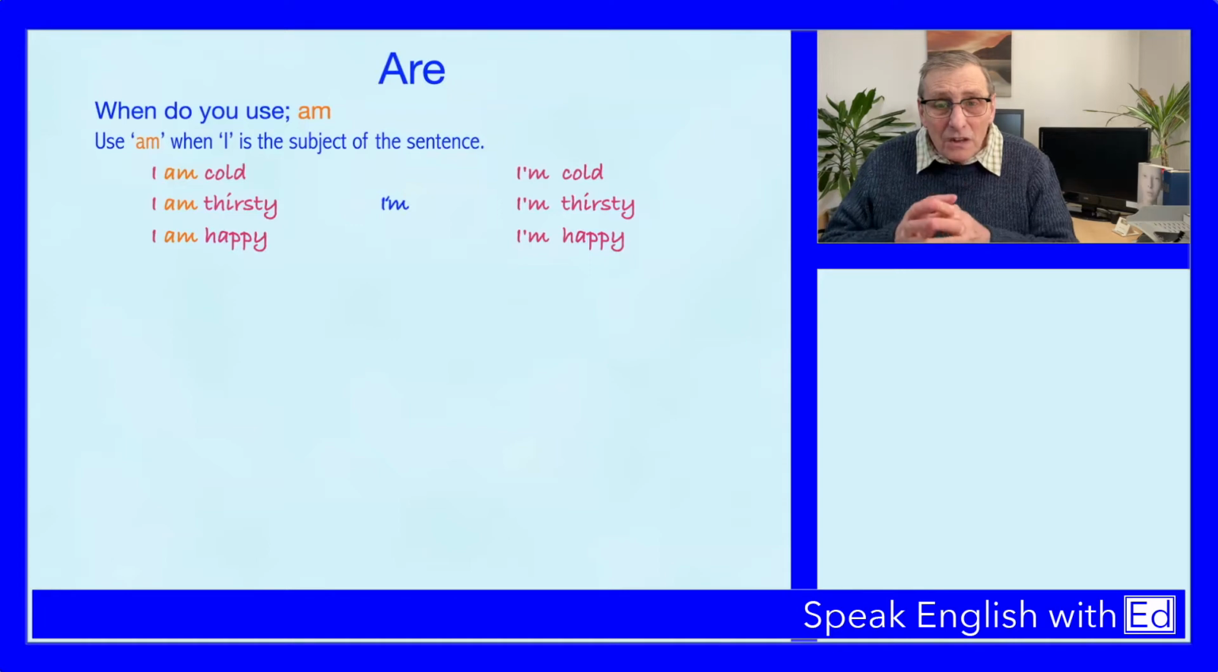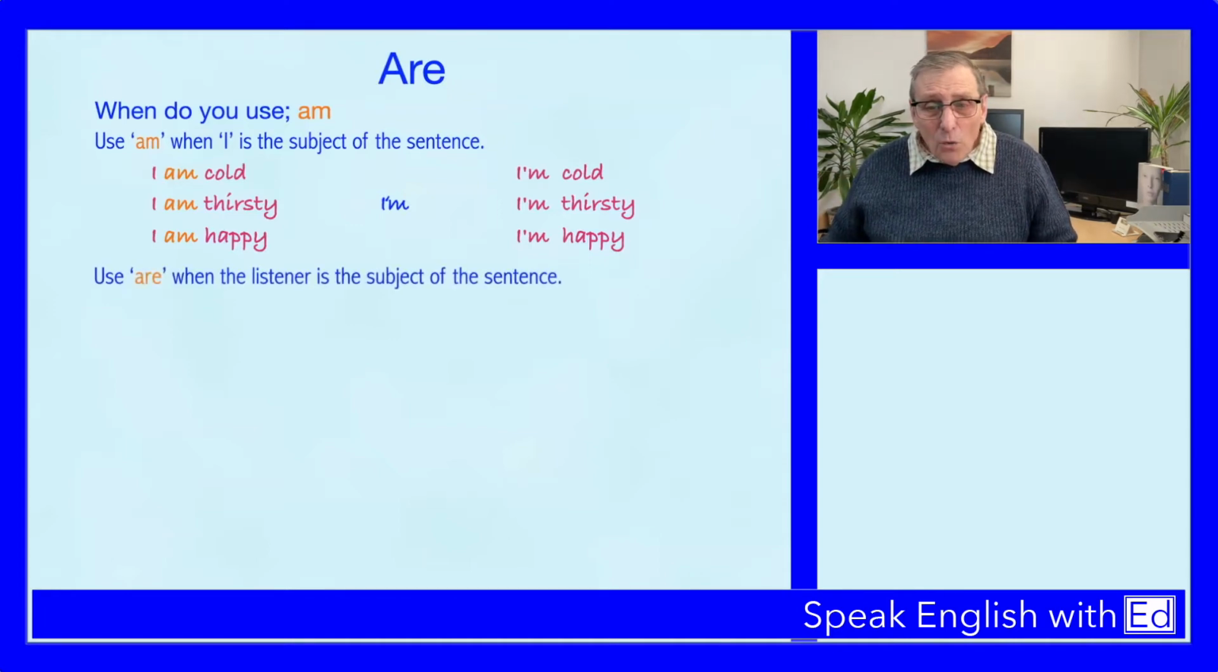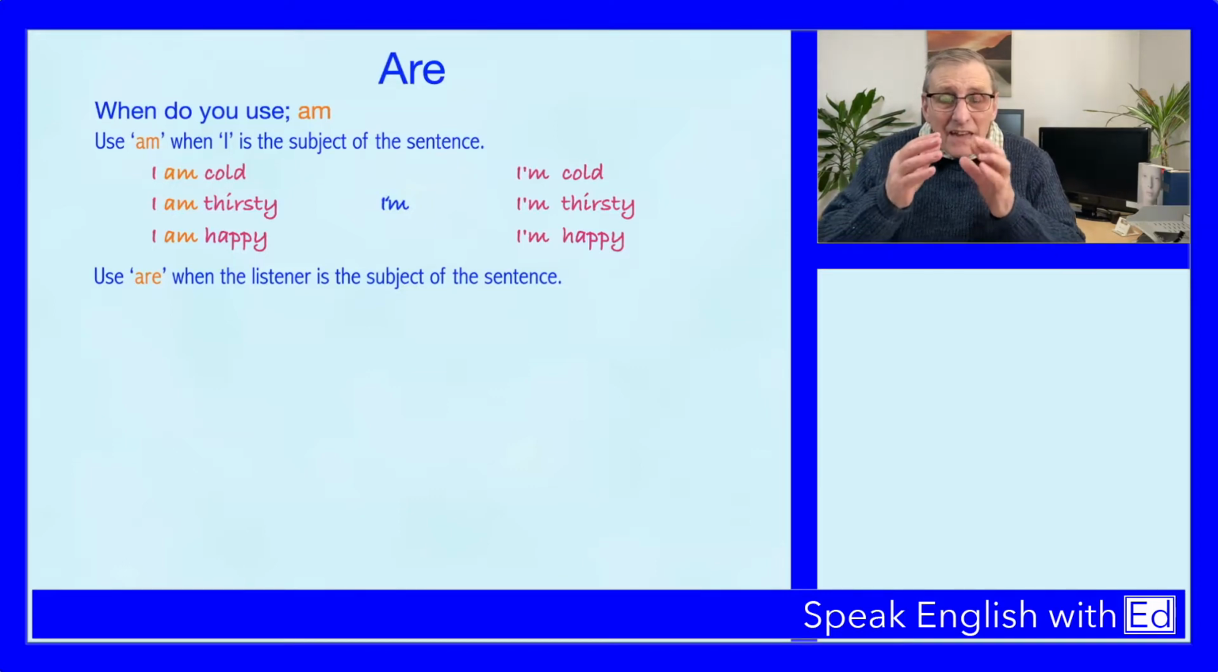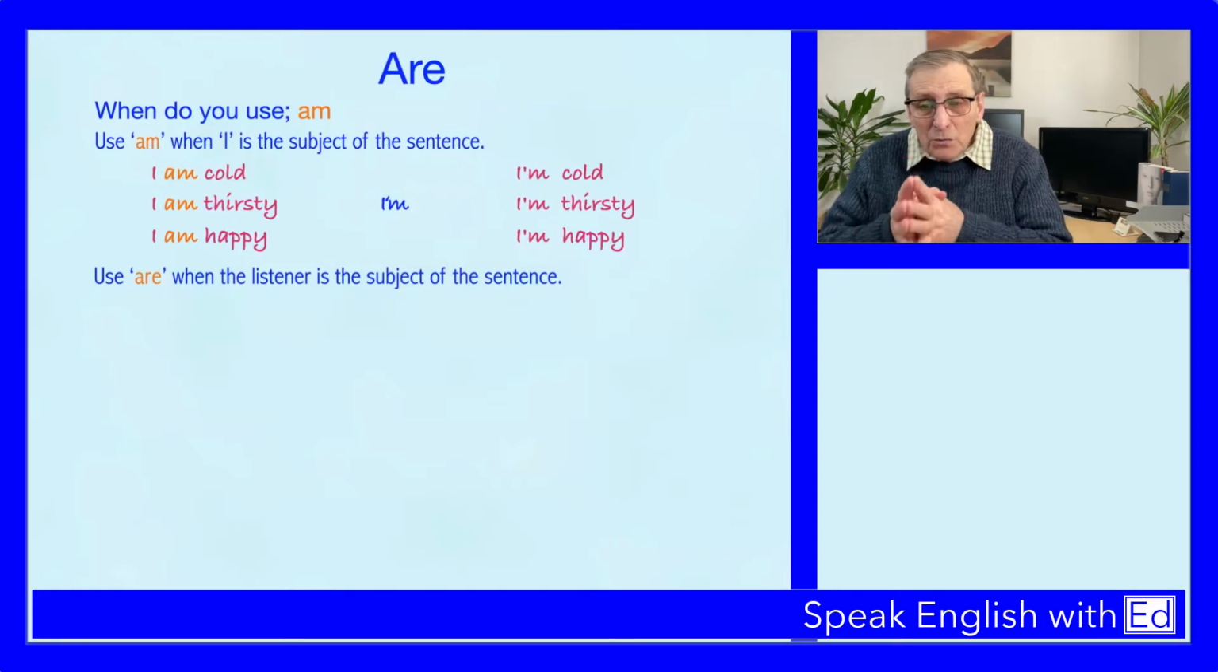Okay, now let's look at are. When do we use are? Well, we use are when the speaker is talking to the listener. The second person, we use are. When the subject of the sentence is the second person, we use are.